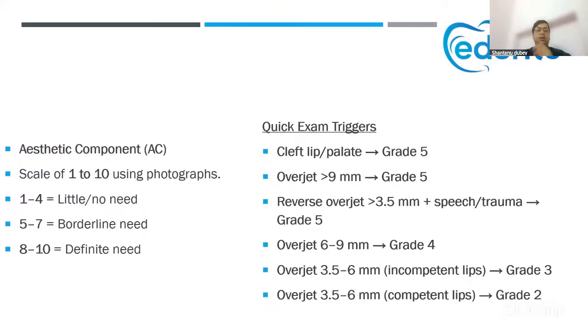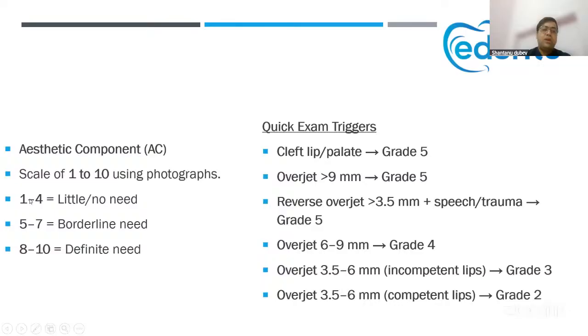Okay. Now look here on the left side, aesthetic component 1 to 10. If your score is 1 to 4, it is done basically using photographs. So you match the photographs in the atlas with the patient's photograph, and on the basis of that, you decide. So if your score is 1 to 4, there's little or no need. 5 to 7, borderline need. 8 to 10 is definite need.